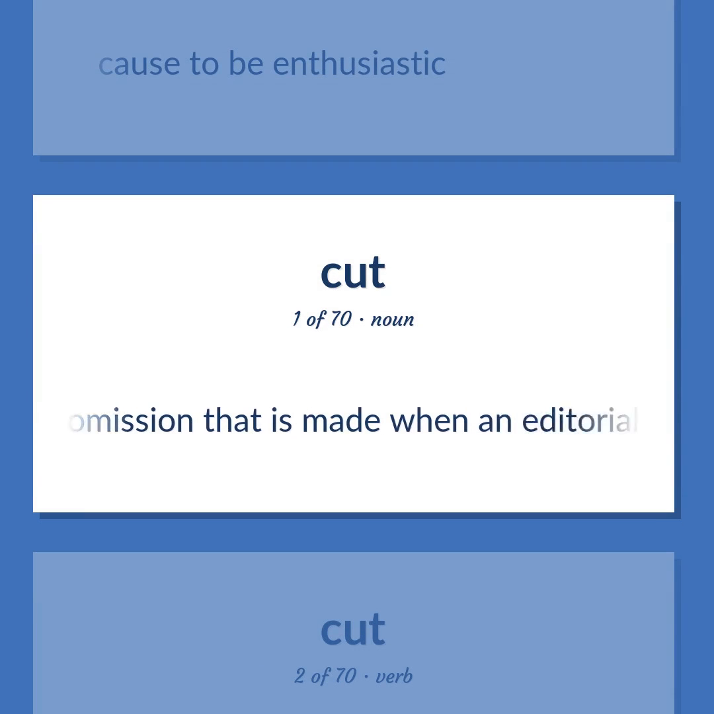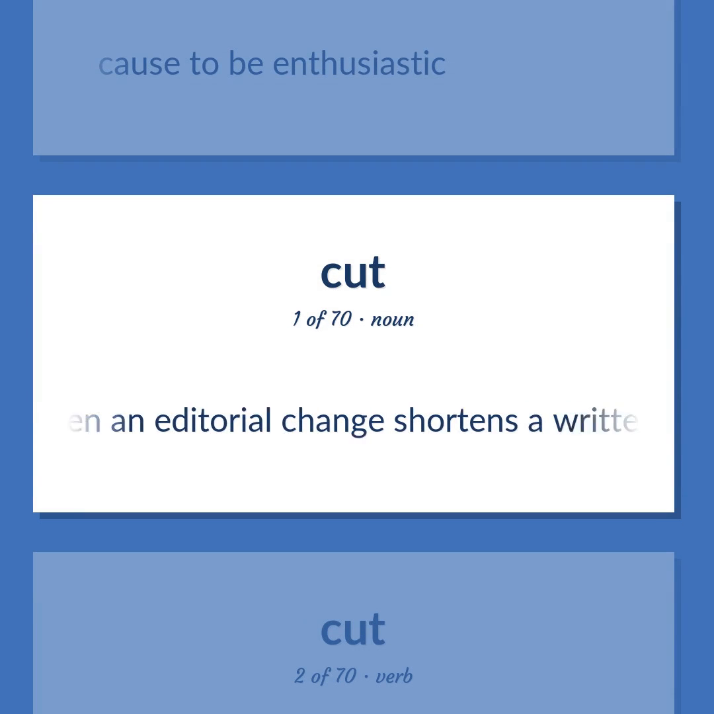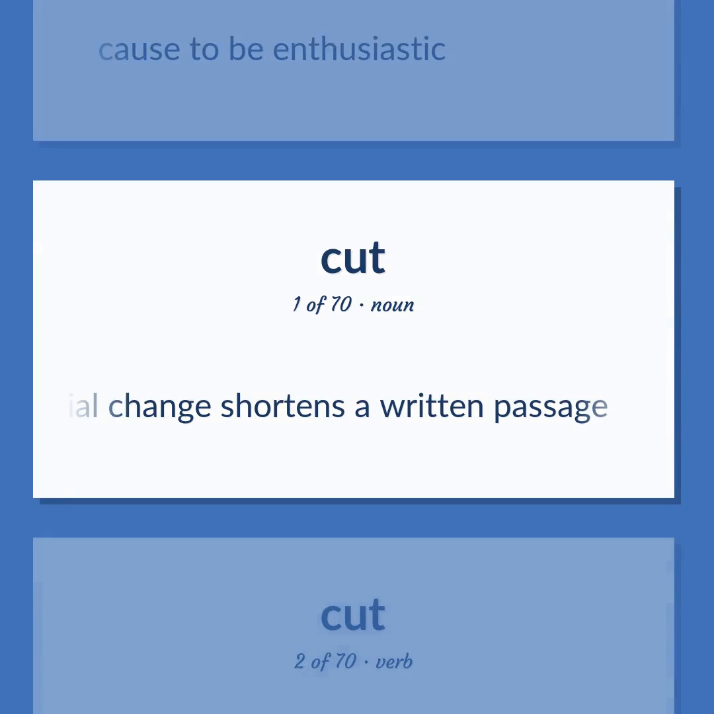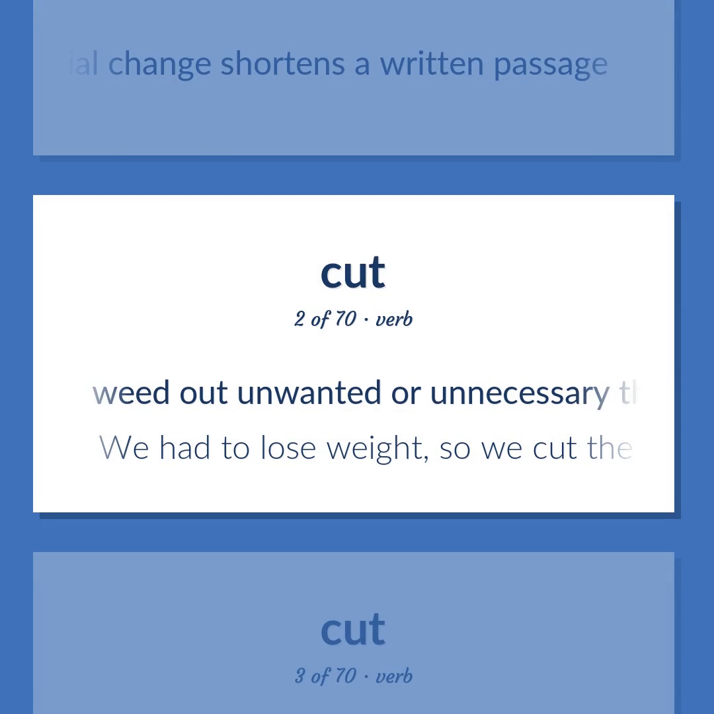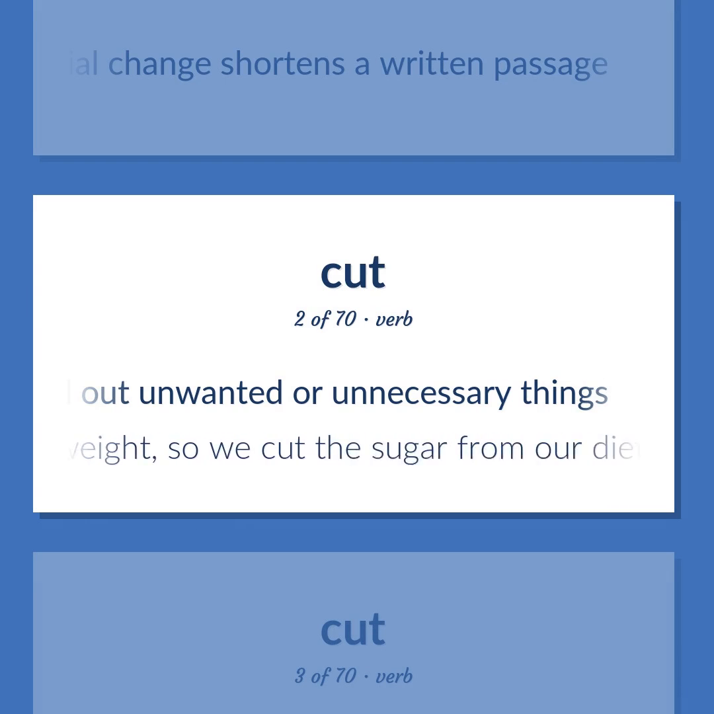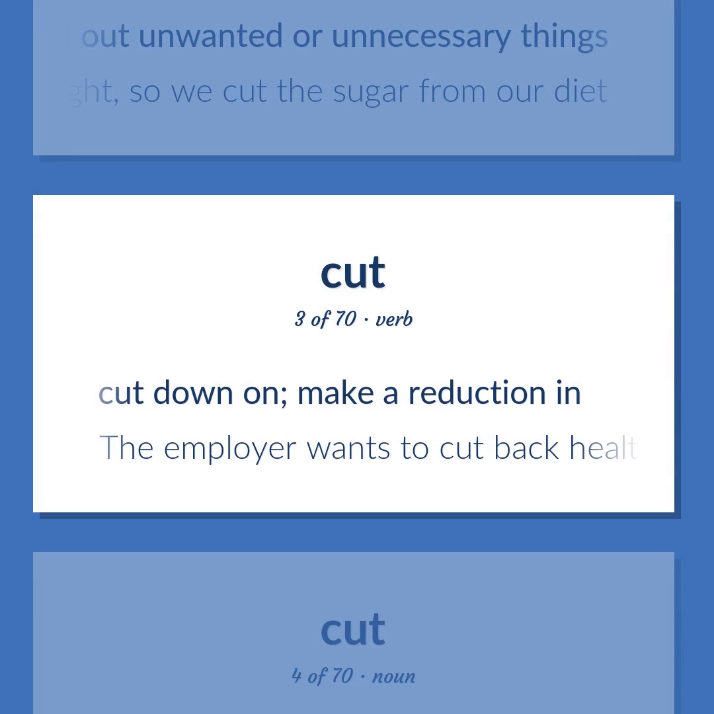The omission that is made when an editorial change shortens a written passage. Weed out unwanted or unnecessary things. We had to lose weight, so we cut the sugar from our diet. Cut down on. Make a reduction in. The employer wants to cut back health benefits.